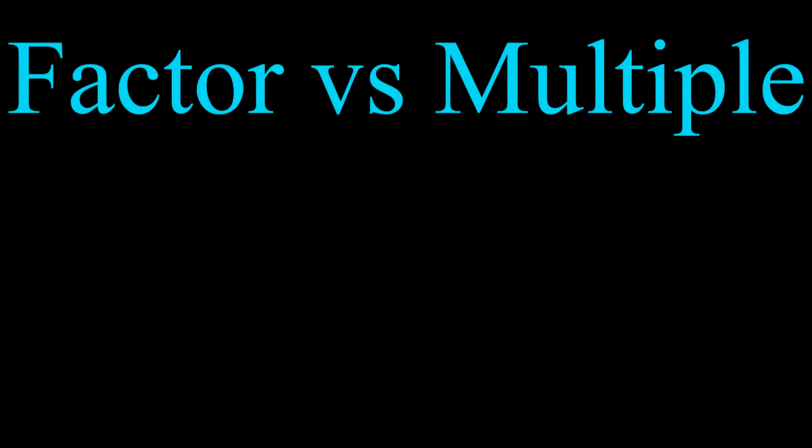In this video, we'll be comparing the differences between factors and multiples of a number. Now, let's start off with comparing the factors and multiples of 4 and 6. What are the factors of 4 and 6? Or basically, what are the numbers that we need to multiply in order to get 4 or 6? Which numbers can we divide 4 or 6 by without having remainders?